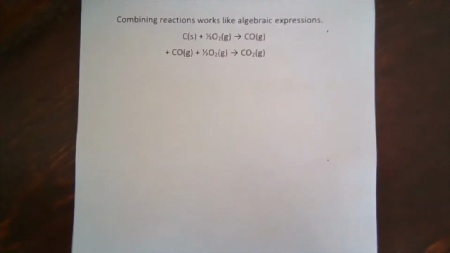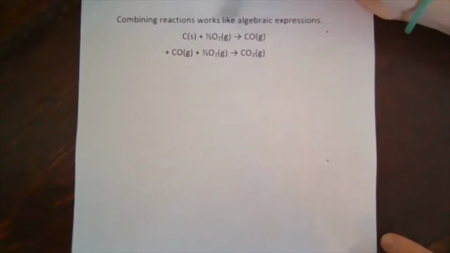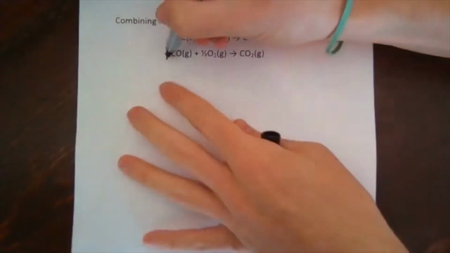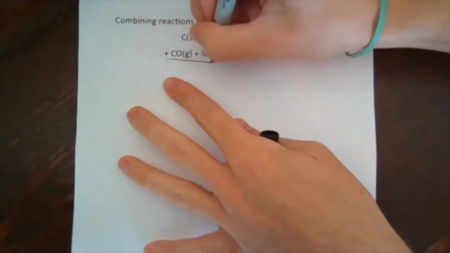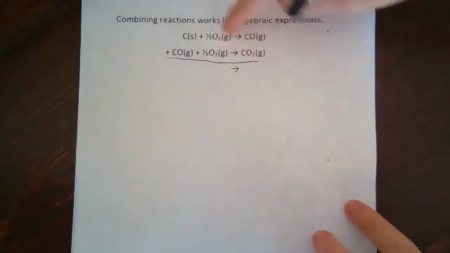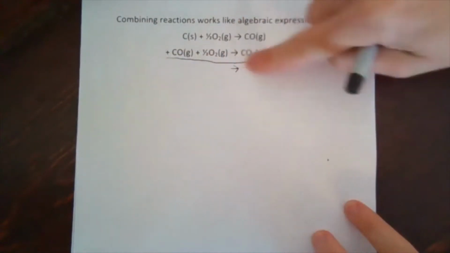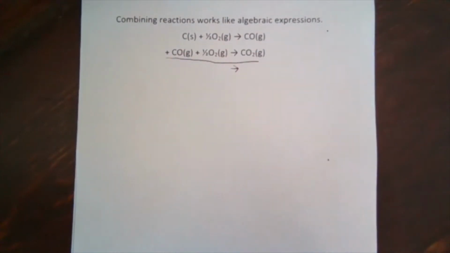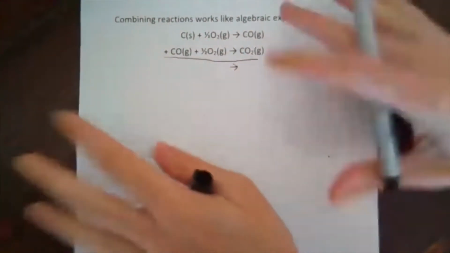So combining reactions, we can see I have carbon plus oxygen gives me carbon monoxide. Carbon monoxide plus oxygen gives me carbon dioxide. There's a bunch of related compounds, and carbon and oxygen are the only elements in here, so everything's related. When we want to add them together, we can imagine that this arrow is similar to an equal sign in an algebraic expression. This is everything on the left-hand side, and this is everything on the right-hand side. So all of the reactants for both are going to combine into all being reactants for one single reaction.